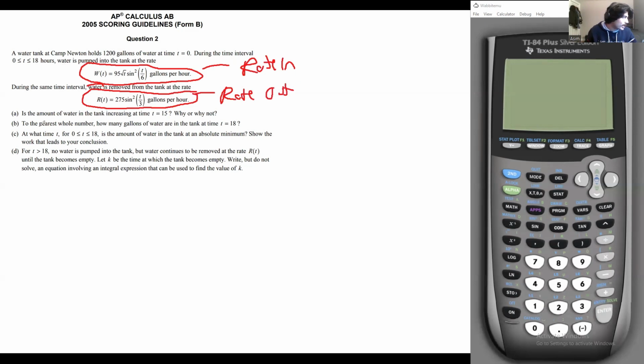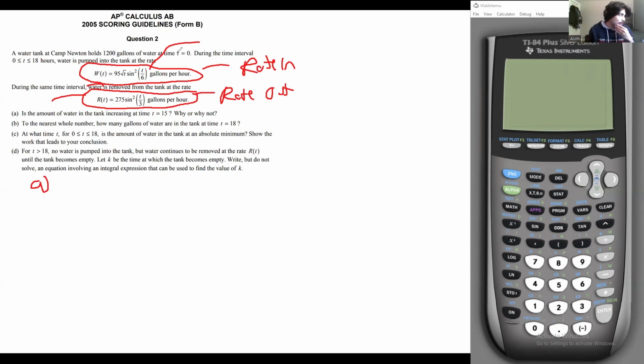And question A is asking: is the amount of water in the tank increasing at time t equals 15? Why or why not? There are a bunch of questions as well. First of all, let's start with question A. How can we solve this question? Well, since this is the rate in, guys, and this is our rate out, we're just trying to determine the amount of change in this function. So basically, we're trying to calculate, is the water getting in or getting out at time t equals 15, and why or why not? We're just gonna give a logical explanation.